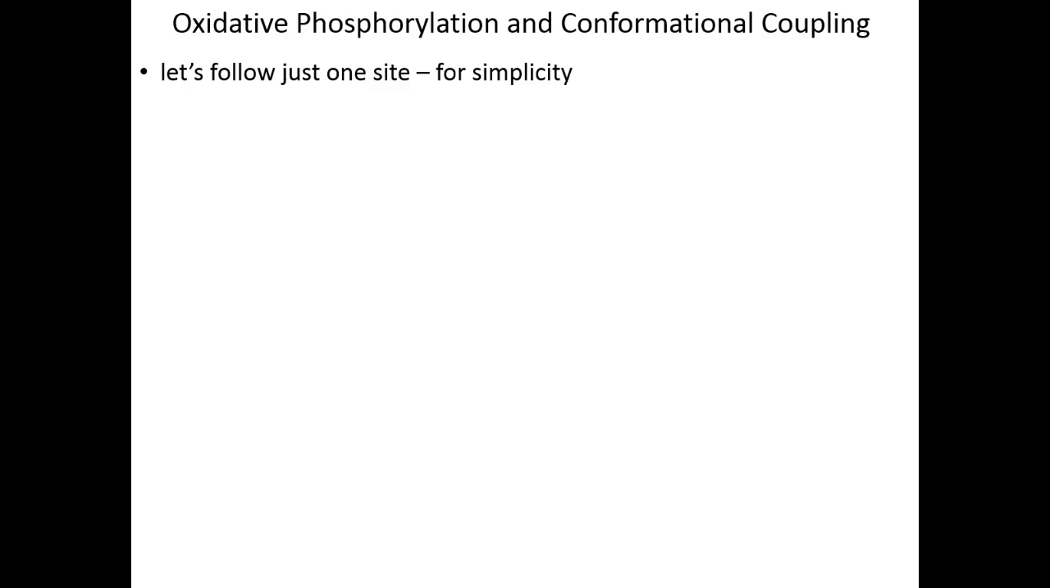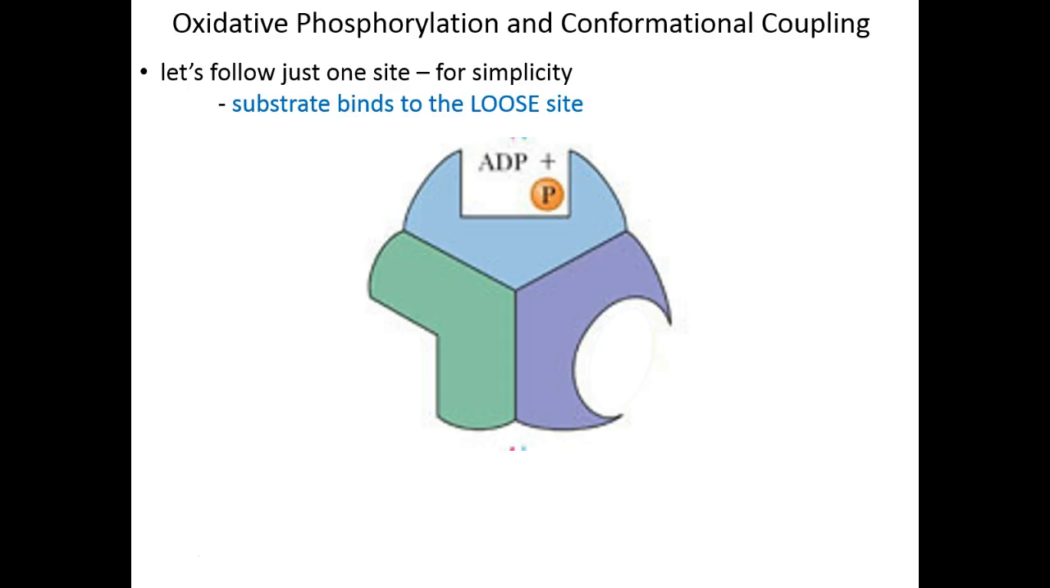So let's start by following just one site for simplicity's sake. This is just a larger version of the schematic I showed you before, but we're going to zero in on what's going on just here on this site. We'll talk a little bit about what happens at these other subunits as well, but we're going to focus on what happens here. So in this state, this site that we're focusing on is in the loose conformation. And yes, this is in tight and this is in open, but we're going to direct our attention to here, loose. And the loose conformation binds substrate, substrate being ADP and phosphate.